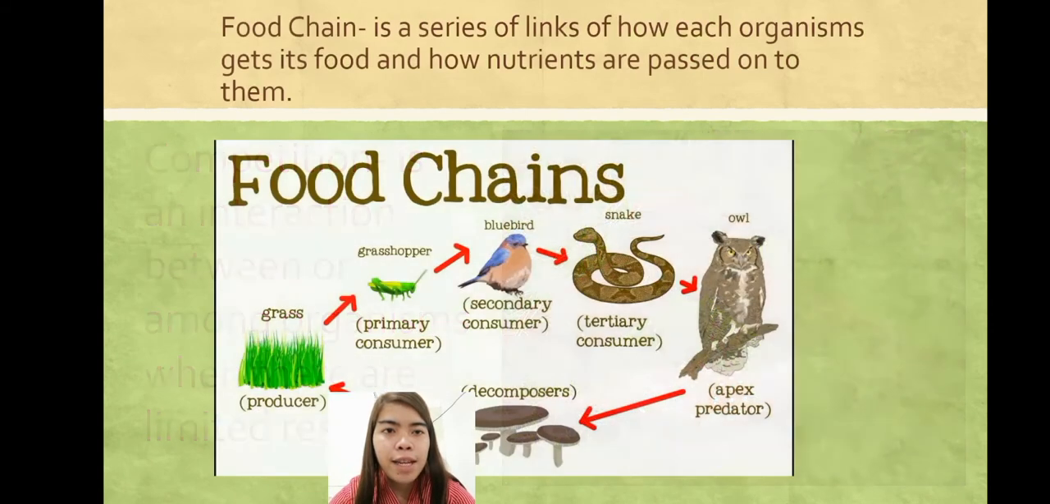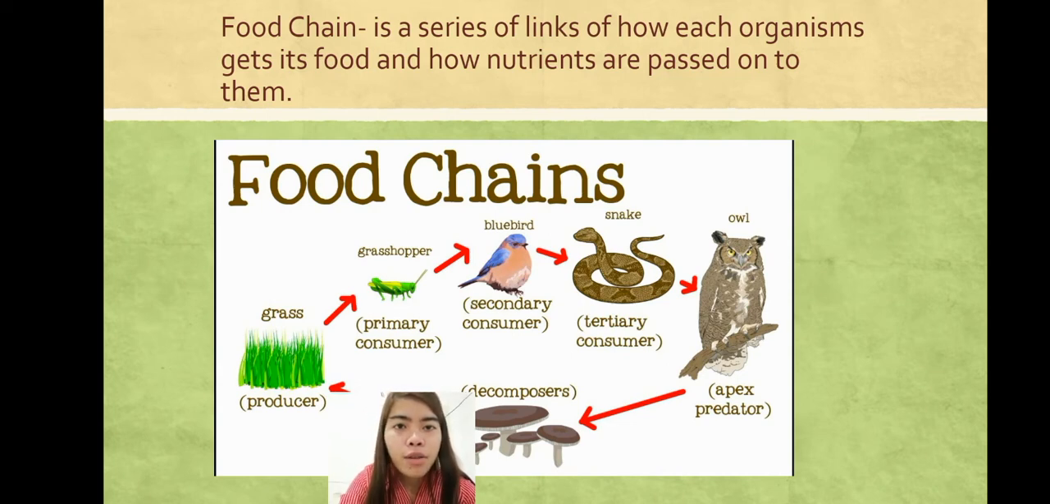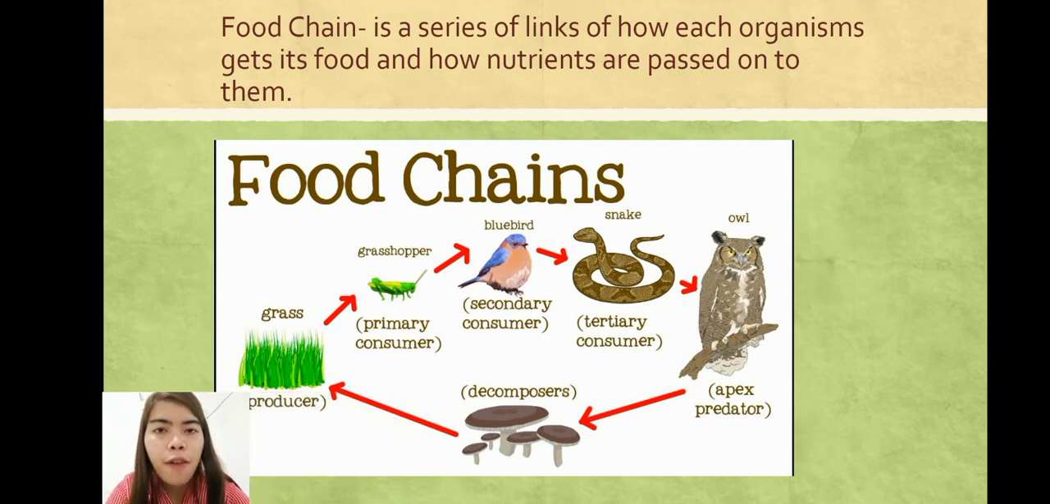So do you have any questions? So let's proceed to the food chain. Okay, a food chain is a series of links of how each organism gets its food and how nutrients are passed on to them. Okay, so that is an example of a food chain.